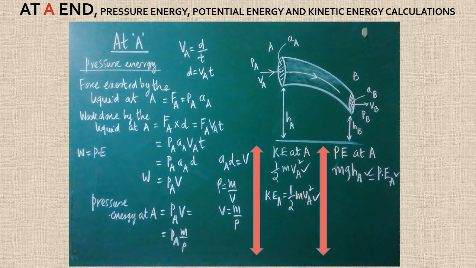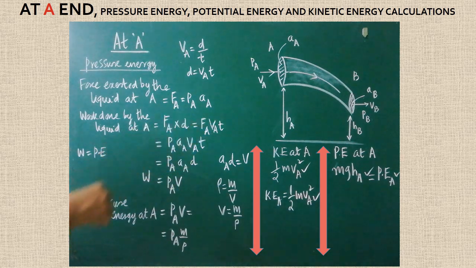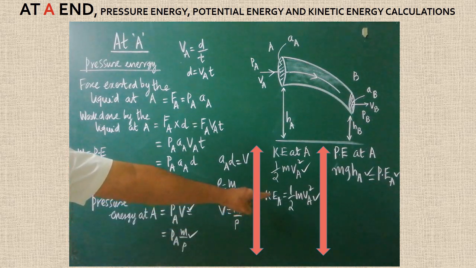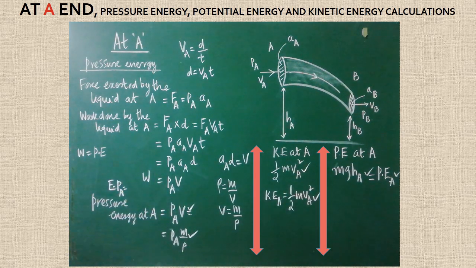What is pressure energy? How can it be written in easy form? There we have written PAV. This one can be called EPA. What is EPA? Pressure energy at A. So this formula is also important. This one is also important. So I have put a tick in all important formulas. This is the pressure energy at A. This is the kinetic energy at A. That is called potential energy at A. All the three formulas are very important. Understood?